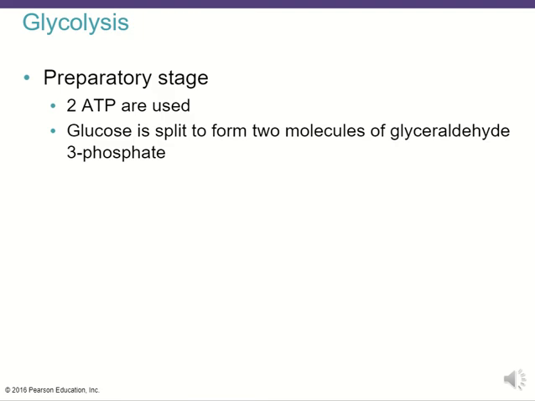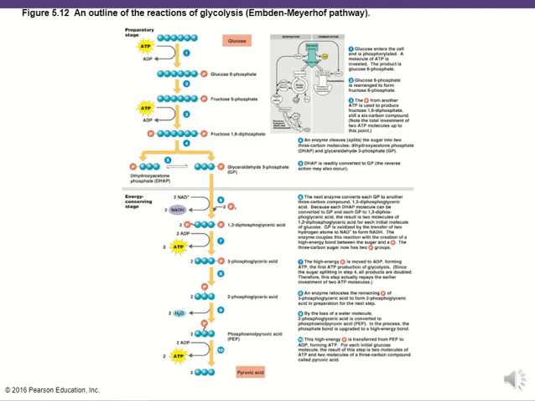Now in the preparatory stage, basically what happens during glycolysis, or the breakdown of glucose, is that 2 ATP are used up initially. So glycolysis does involve inputting a little bit of energy at first. But then eventually glucose is split to form 2 molecules of glyceraldehyde 3-phosphate. And then that molecule is further converted and broken down along the way. And even though it took some initial ATP at the start to do glycolysis, eventually more ATP is produced in the end.